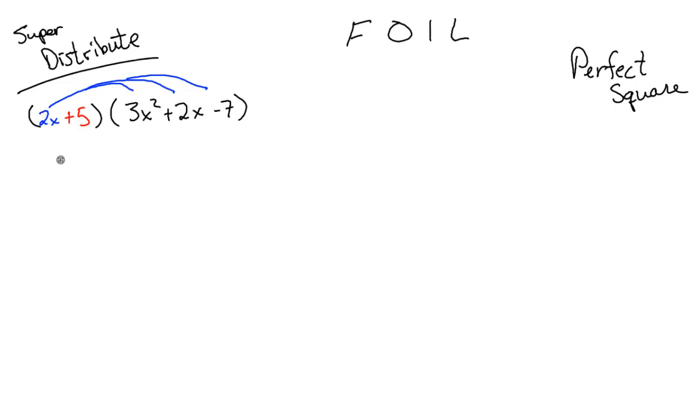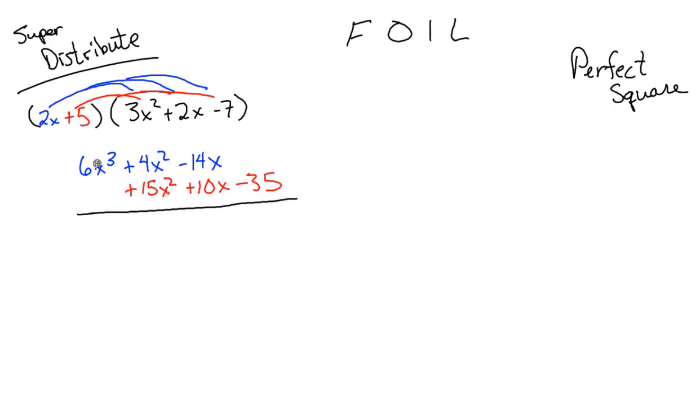When the 2x goes through, we get, and when the 5 goes through, we get. And if we pause here for just a moment before we combine all the like terms, notice that we took a binomial, 2 terms, times a trinomial, 3 terms, and before simplifying it, we ended up with 1, 2, 3, 4, 5, 6 terms. 2 times 3 is 6, and we end up with 6x cubed plus 19x squared minus 4x minus 35. So the blue went in and gave us the blue, the red went in and gave us the red, and you can see that the binomial times the trinomial gave us 6 terms.